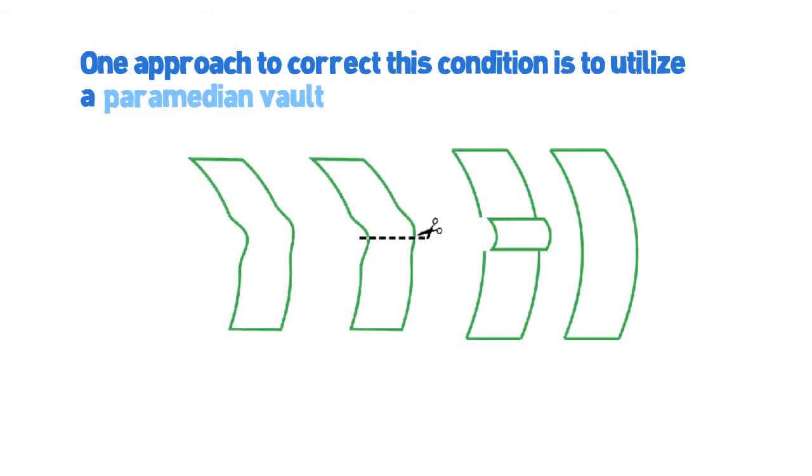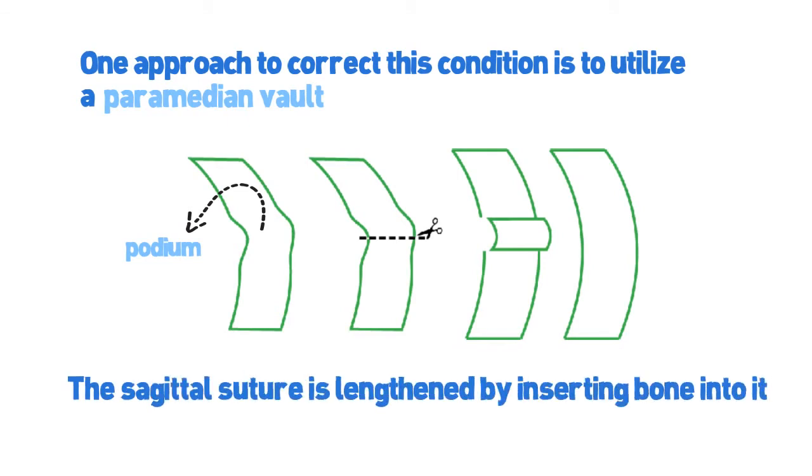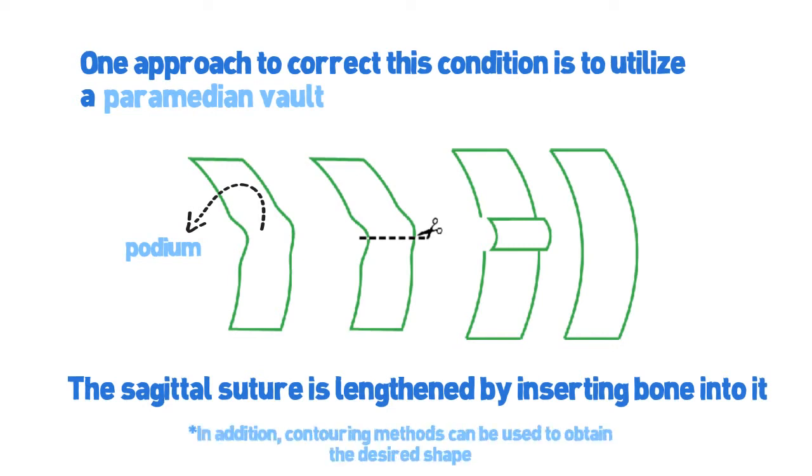This figure shows the sagittal suture and protruding podium. This area of bone is cut and the podium is corrected by inserting bone into the sagittal suture. This produces a smoother suture without the protrusion. Depending on the individual, surgeons can continue to contour the bone using a variety of methods, some previously discussed in this video.